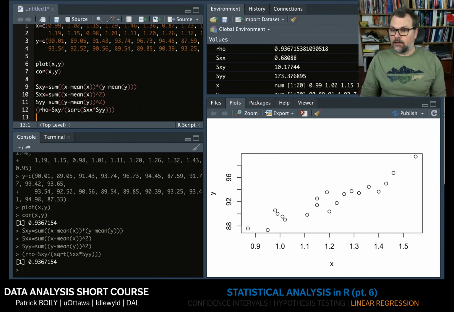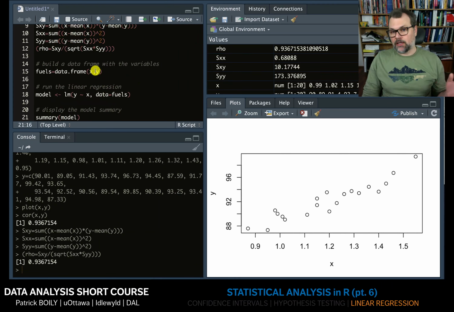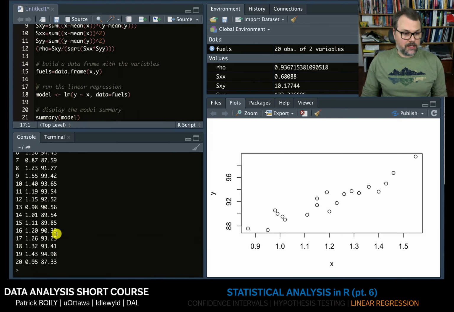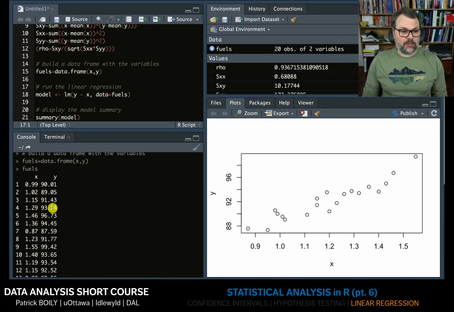Now, how do we find this line of best fit? R is primarily a tool for statistical analysis, and so it has a lot of built-in functionality to do regression analysis. We'll start by building a data frame with the variables. We'll combine x and y together into a fuels object. You see that it contains 20 observations with measurements of x and y arranged in columns. That's the format we need to be able to use the function LM, linear model, in R. And we'll regress y against x using the fuels dataset. We'll put all this into an object called model.